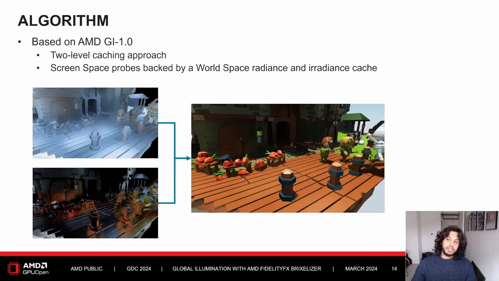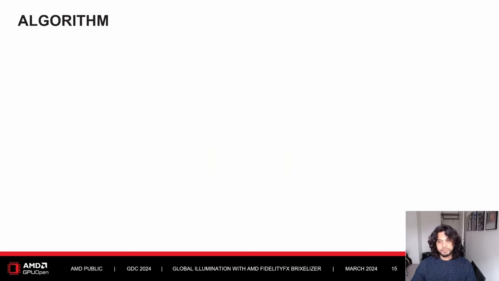So, Brixelizer GI is a much more simplified implementation of AMD's GI 1.0 algorithm, which is available alongside the Capsaicin framework. Similarly, we also use screen space probes, and these are backed by a world space radiance and irradiance cache. Let's take a brief walkthrough of the algorithm.